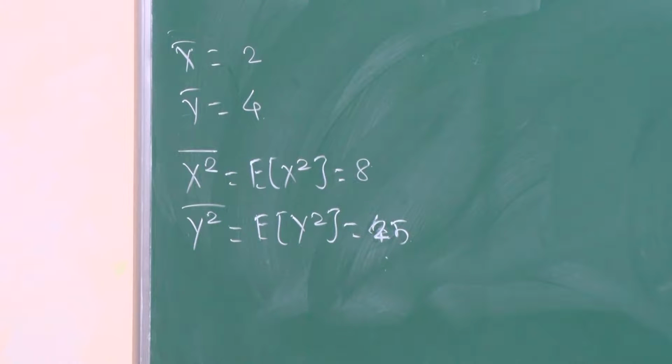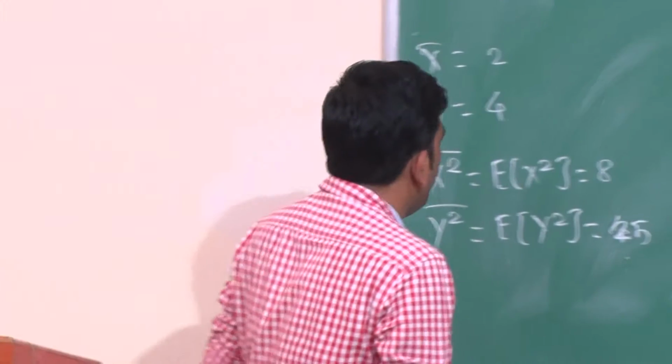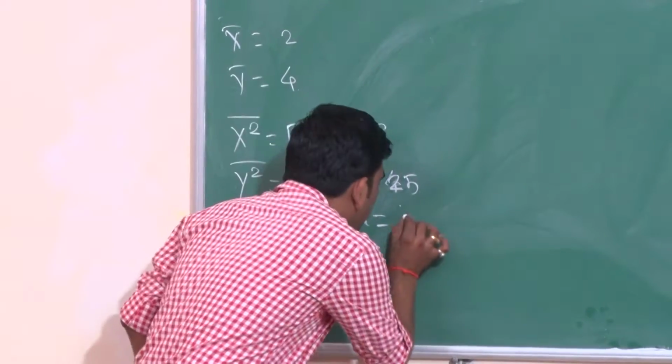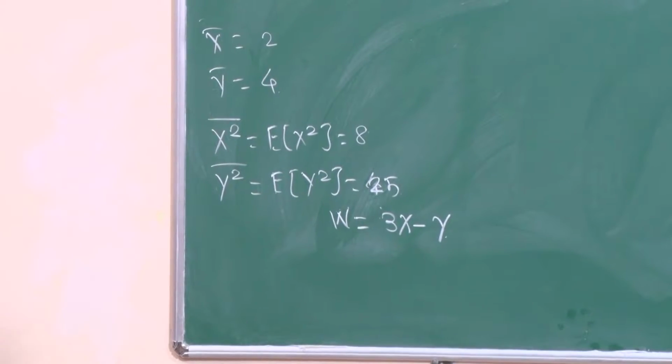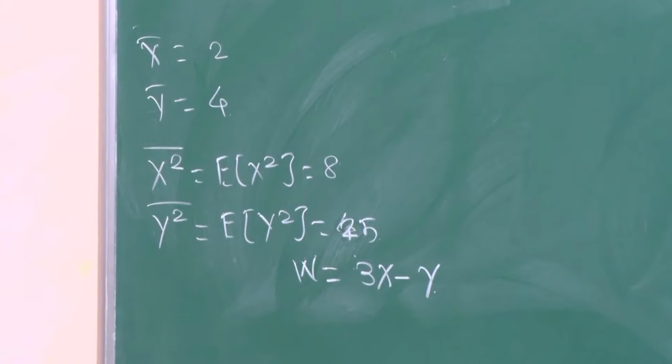Then find A, the mean value, B, the second moment, and C, the variance of random variable. The variance of random variable W is equal to 3x minus y.